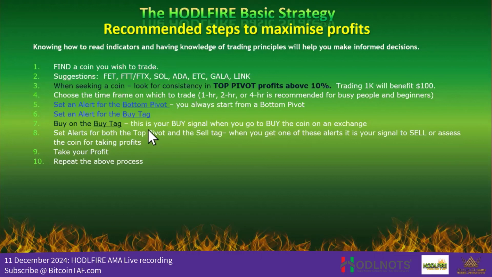Or you can just ride it up, and when the sell tag comes in, it will confirm that the top pivot is in. You can get either one of these. So we recommend that you set the alert for both the top and the sell, and when one of them comes in, you want to take a look at it. We do not work buy and sell tags on these coins. You want to wait till the top or the bottom pivot comes in first. Then take your profit and repeat the process.